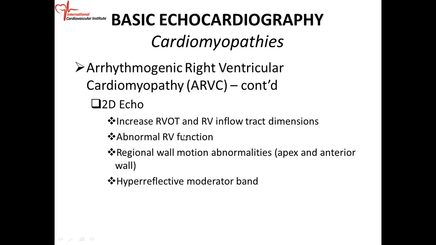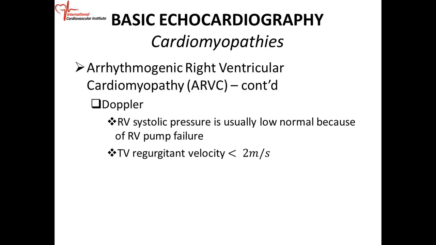All right, and again, you're going to get abnormal RV systolic function. Your TAPSE is going to be reduced. Your RVS prime is going to be reduced. Any other method that you use to evaluate RV systolic function is going to be abnormal. You can also get regional wall motion abnormalities, so you can look at the apex and the anterior wall. And the moderator band, which is in the RV, is going to be hyperreflective. So young individual, the ECG features and then the echo features should clinch the diagnosis.